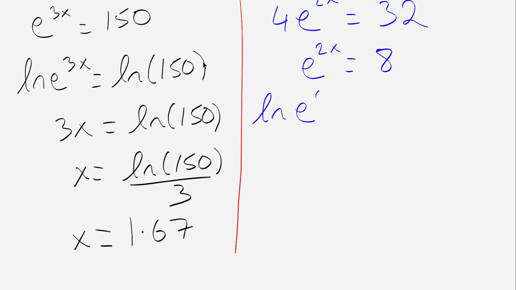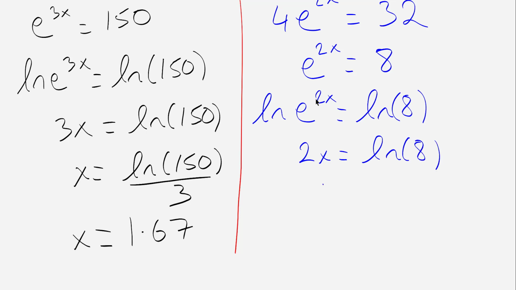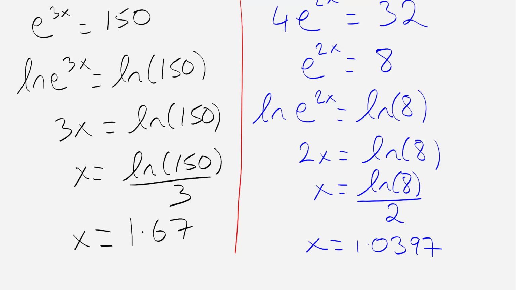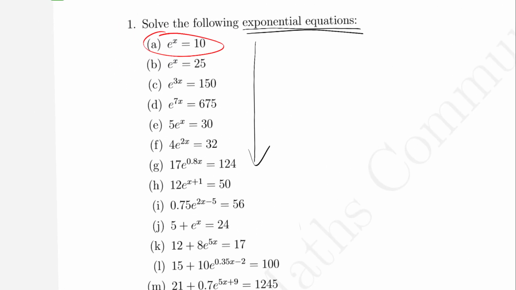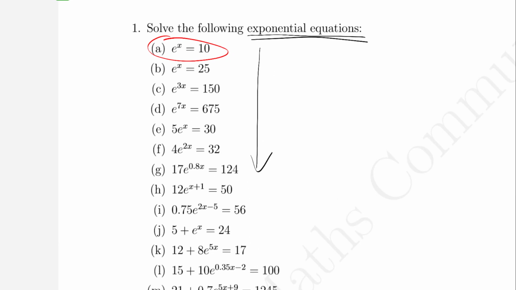So the ln of e to the power of 2x is equal to the ln of 8. We know that the ln of e to the power of 2x is simply 2x, which is equal to the ln of 8. So therefore, x is equal to the ln of 8 divided by 2. Put that into your calculator, and we'll get x is 1.0397 if we go to 4 decimal places. So that is how we solve exponential equations. And as I've already said, solving exponential equations is an important skill in working with exponential functions.